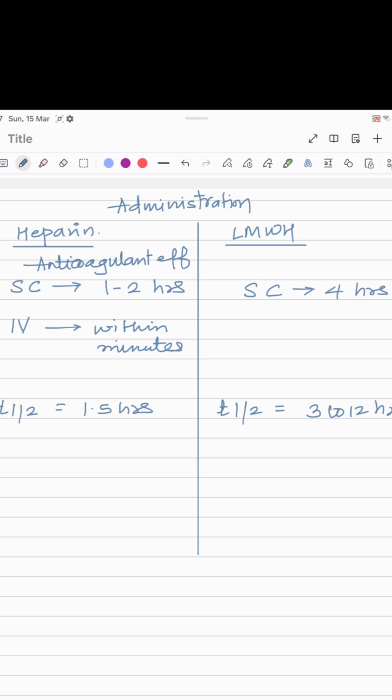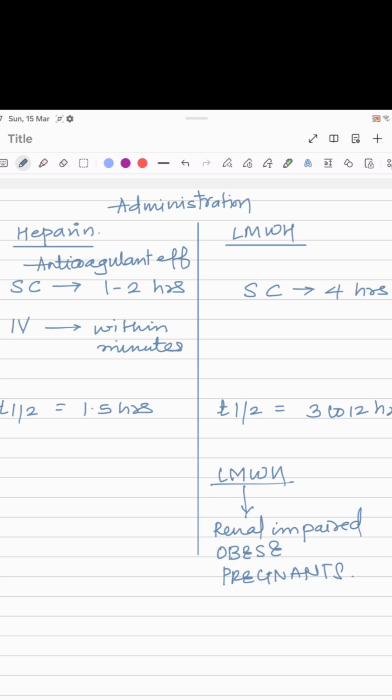When LMWH is given in renal impaired patients, obese patients, and pregnant patients, if it is given in these three patients, there is a need to monitor the factor 10 level. Factor 10 level monitoring is recommended.